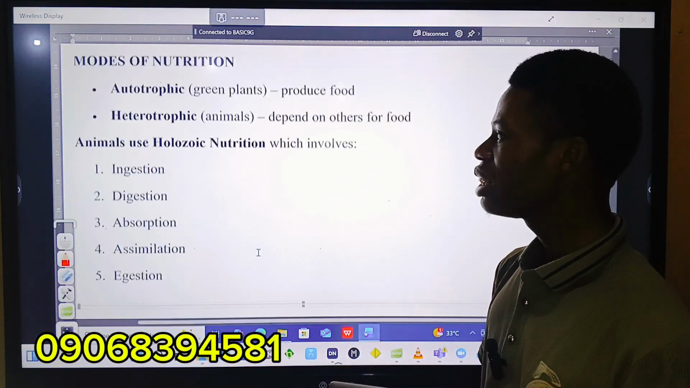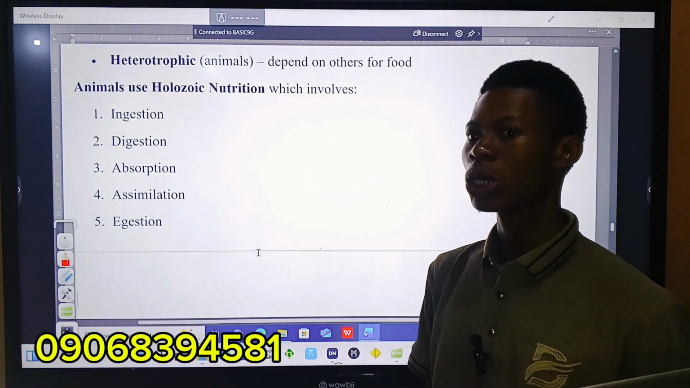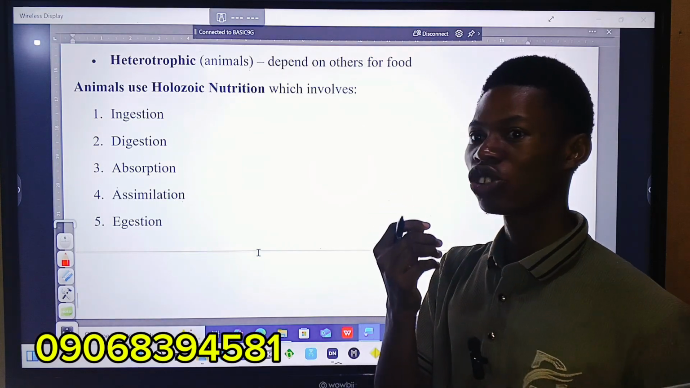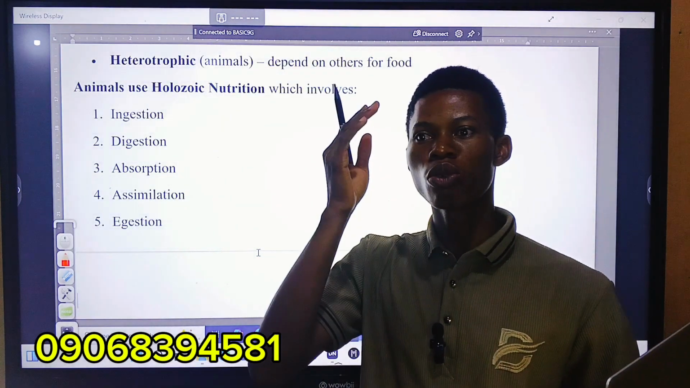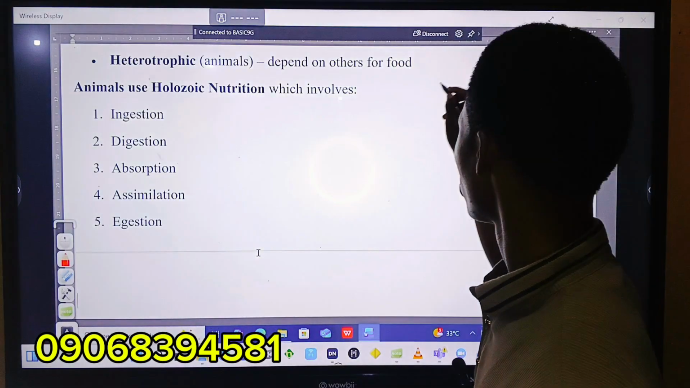Now, animals use holozoic nutrition, which involves ingestion. Ingestion means putting the food into your mouth. That's ingestion. Then digestion. The food in your mouth now is broken down. So take for example, this is your mouth.